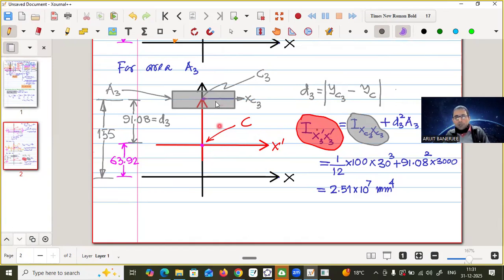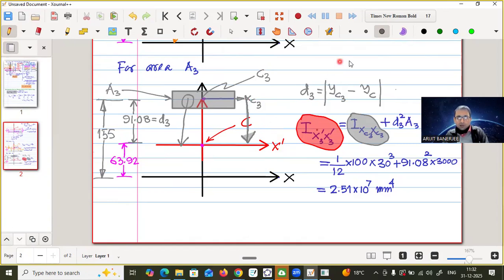And I know the moment of inertia about the centroidal axis of the individual shape. So the right hand side, the first term is the moment of inertia about this axis, and I am transferring from this axis to this axis. Okay, am I clear? So that we are doing basically. That means from this I am transferring here. I know about this axis, I am transferring it here.